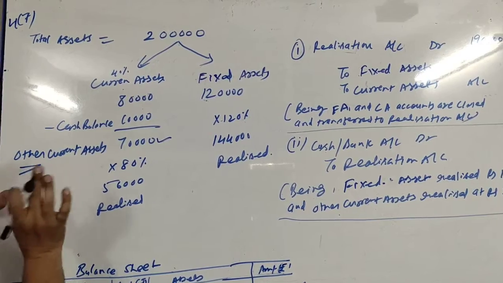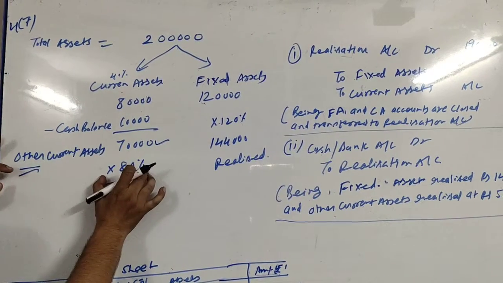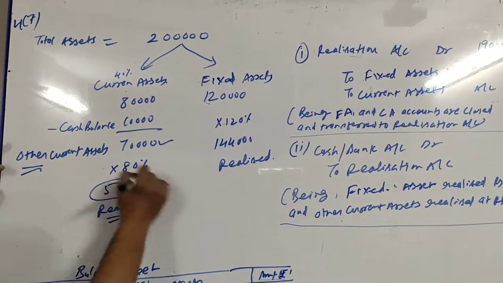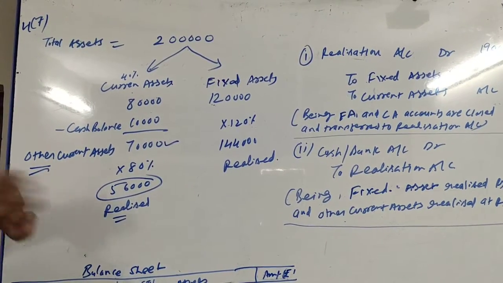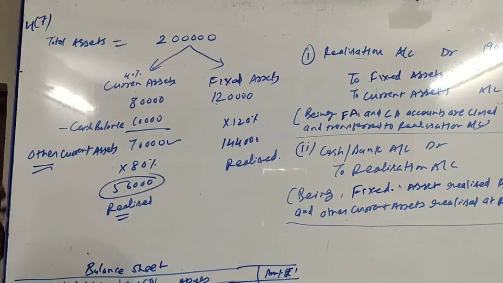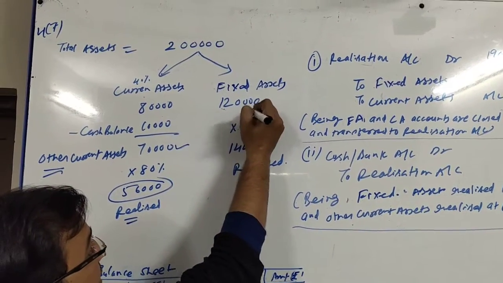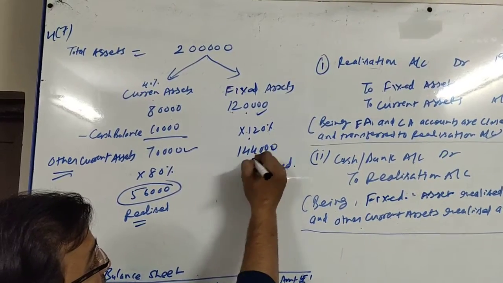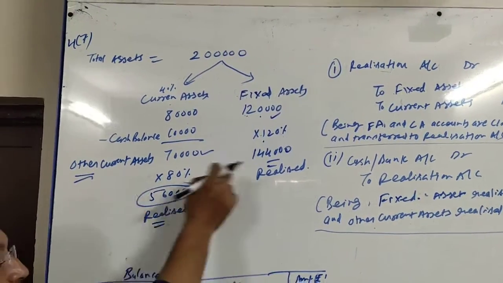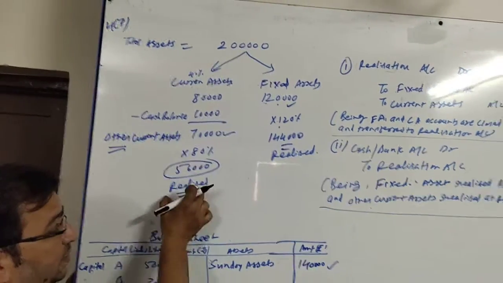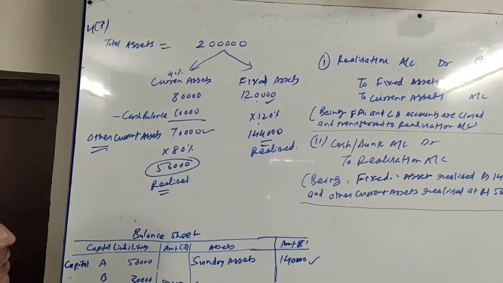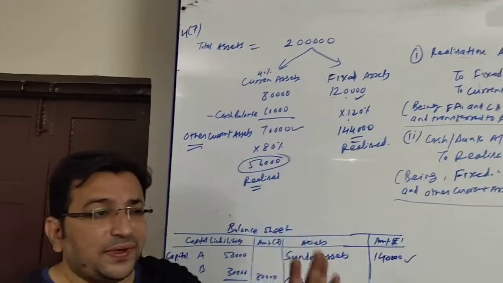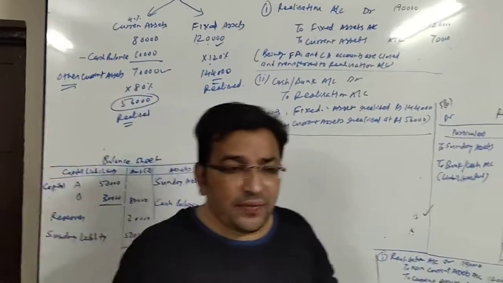Now they have given information regarding its realization. Other current assets are realized 80%. So 70,000 into 80%, how much is realized? 56,000. Let us talk about fixed assets. It is given that fixed assets are realized 120%. So 120% of 1,20,000 will come to 1,44,000. So realizable values are 1,44,000 and 56,000 respectively, and book values are 1,20,000 and 70,000 respectively for fixed assets and current assets. Now, very simple.